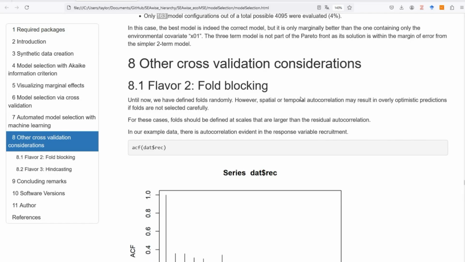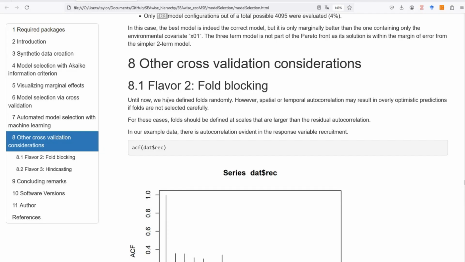Good. So now I will move into a few other flavors of cross-validation. This is sort of a huge topic, and you can really get lost in it. So what kind of cross-validation you choose depends on what your objectives are. The first alternate consideration I wanted to mention was called blocking.